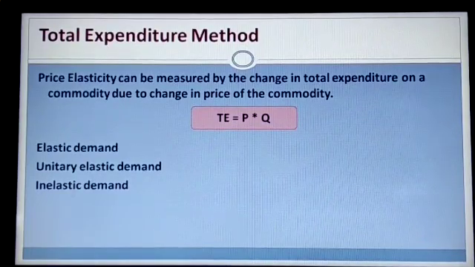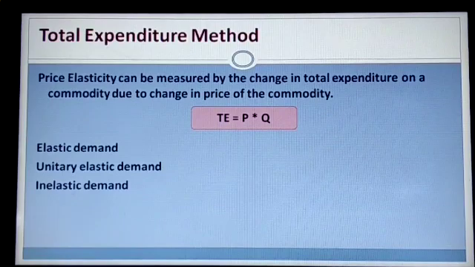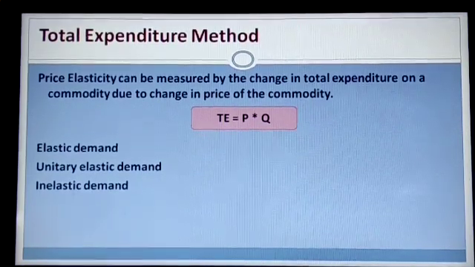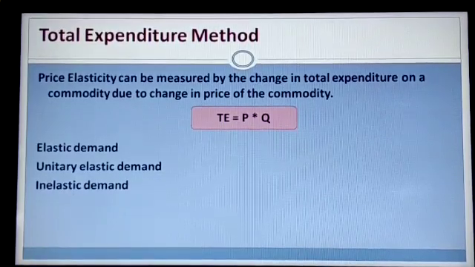Now we move on to the next method. This method we'll be doing in detail today: the total expenditure method. How do we measure elasticity of demand using the total expenditure method? Price elasticity can be measured by the change in total expenditure on a commodity due to a change in the price of the commodity. In this method we measure the elasticity of demand using the total expenditure.